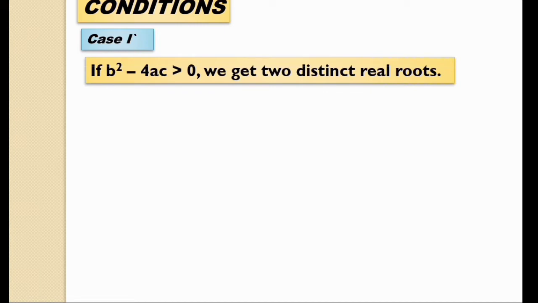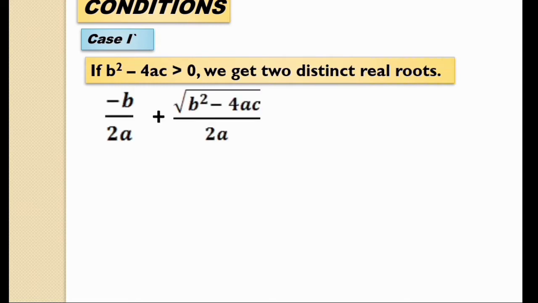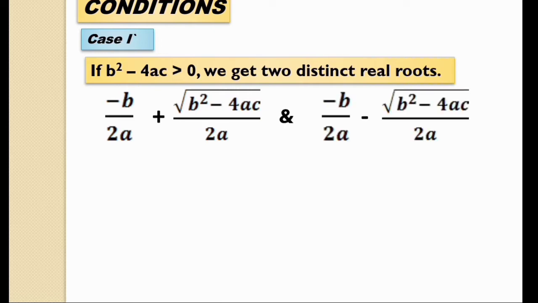There are a few conditions, students. Let's see. Case 1. If b² - 4ac is greater than 0, it means the value of b² - 4ac is positive. In that case, we get two distinct real roots, and those roots are -b/2a + √(b² - 4ac)/2a and -b/2a - √(b² - 4ac)/2a.